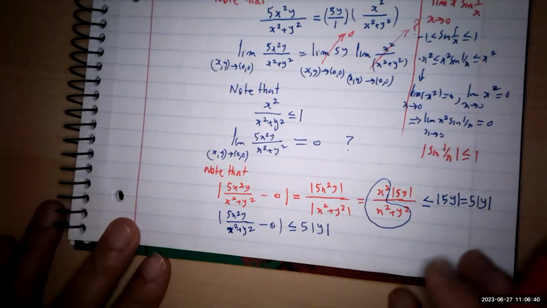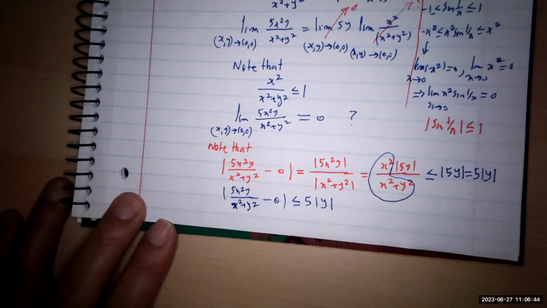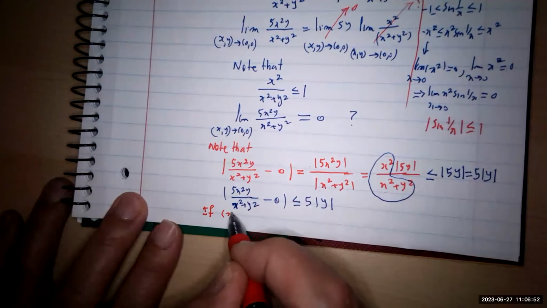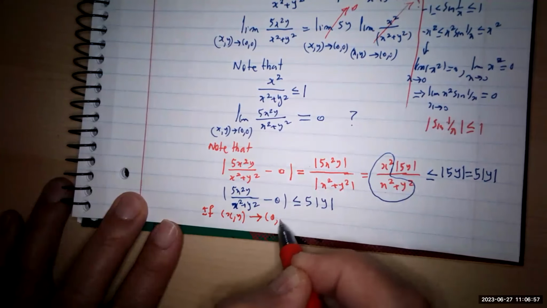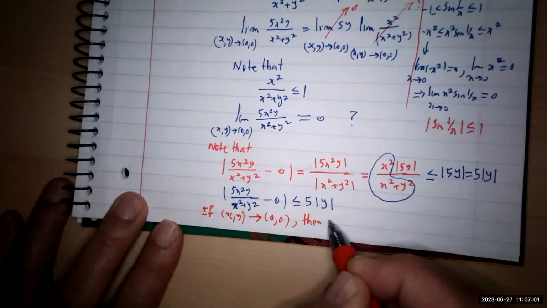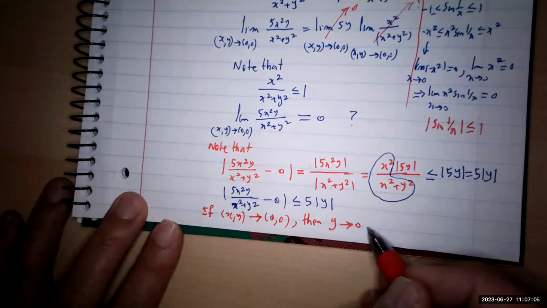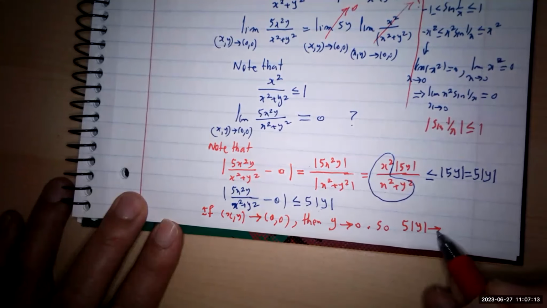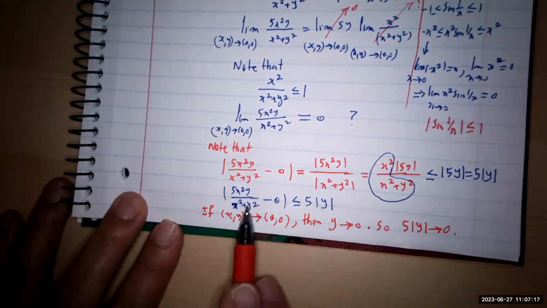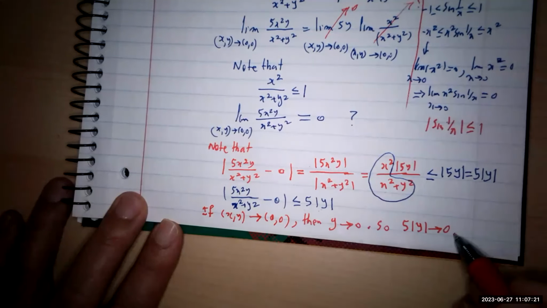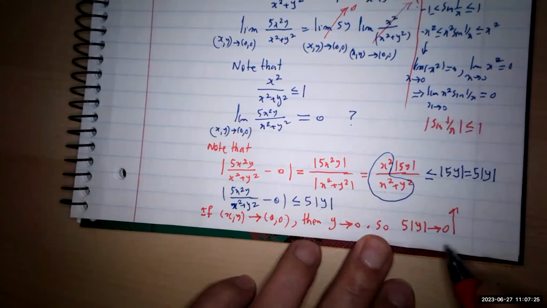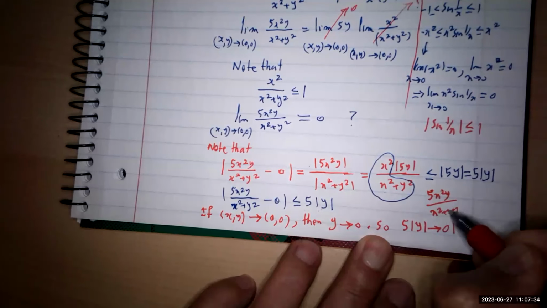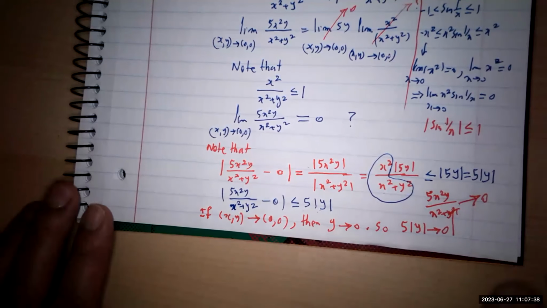Okay. So at this level, you can answer the question right away. This is the way you say, oh, okay, this is it. Like the squeeze theorem, if x comma y goes to 0, 0, then y goes to 0. When y goes to 0, this part goes to 0. So this means 5 times the absolute value of y goes to 0. And if this goes to 0, like the squeeze theorem, the other part goes to 0, and then you're done. Okay, so if you like, I put it over here. So this is it. That would imply that 5x squared y over x squared plus y squared goes to 0, and the limit would be 0 right away.